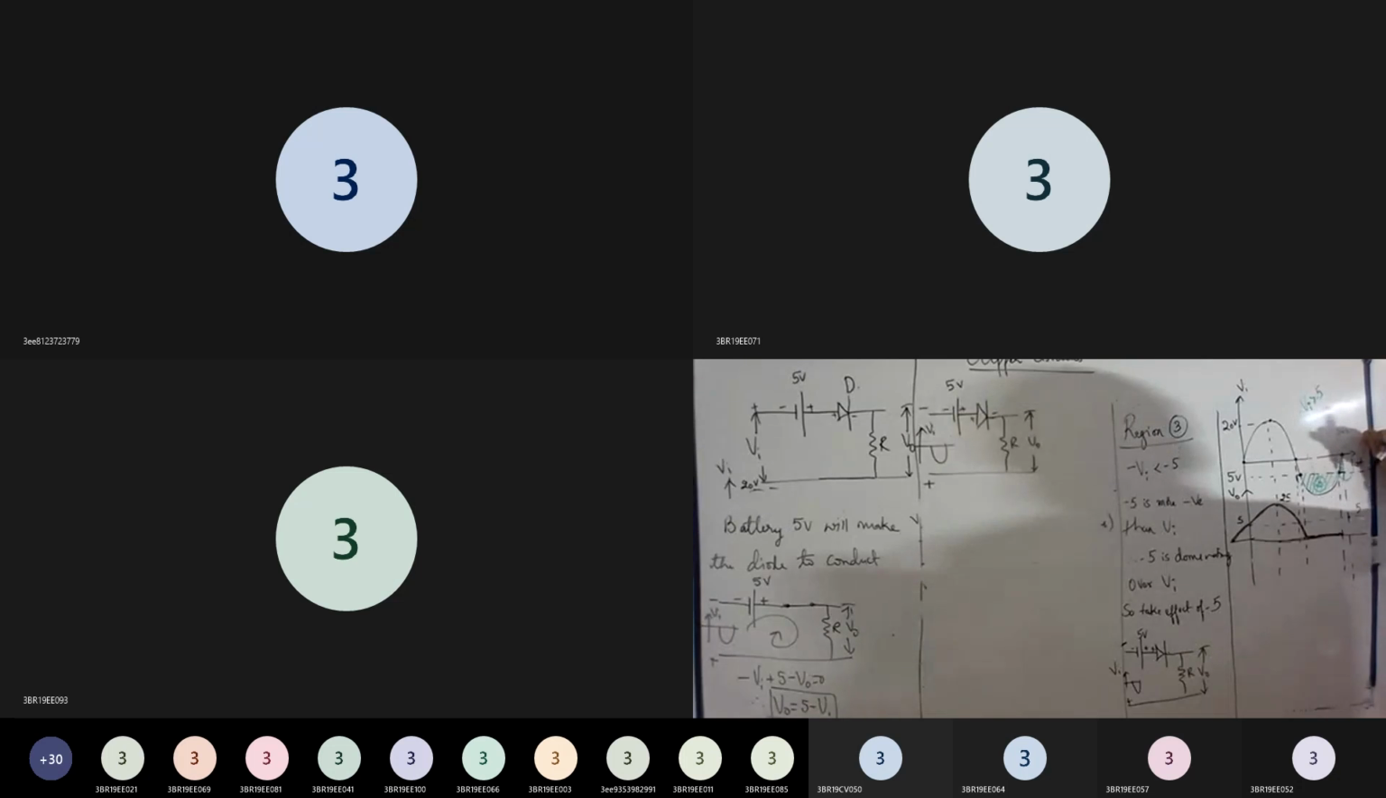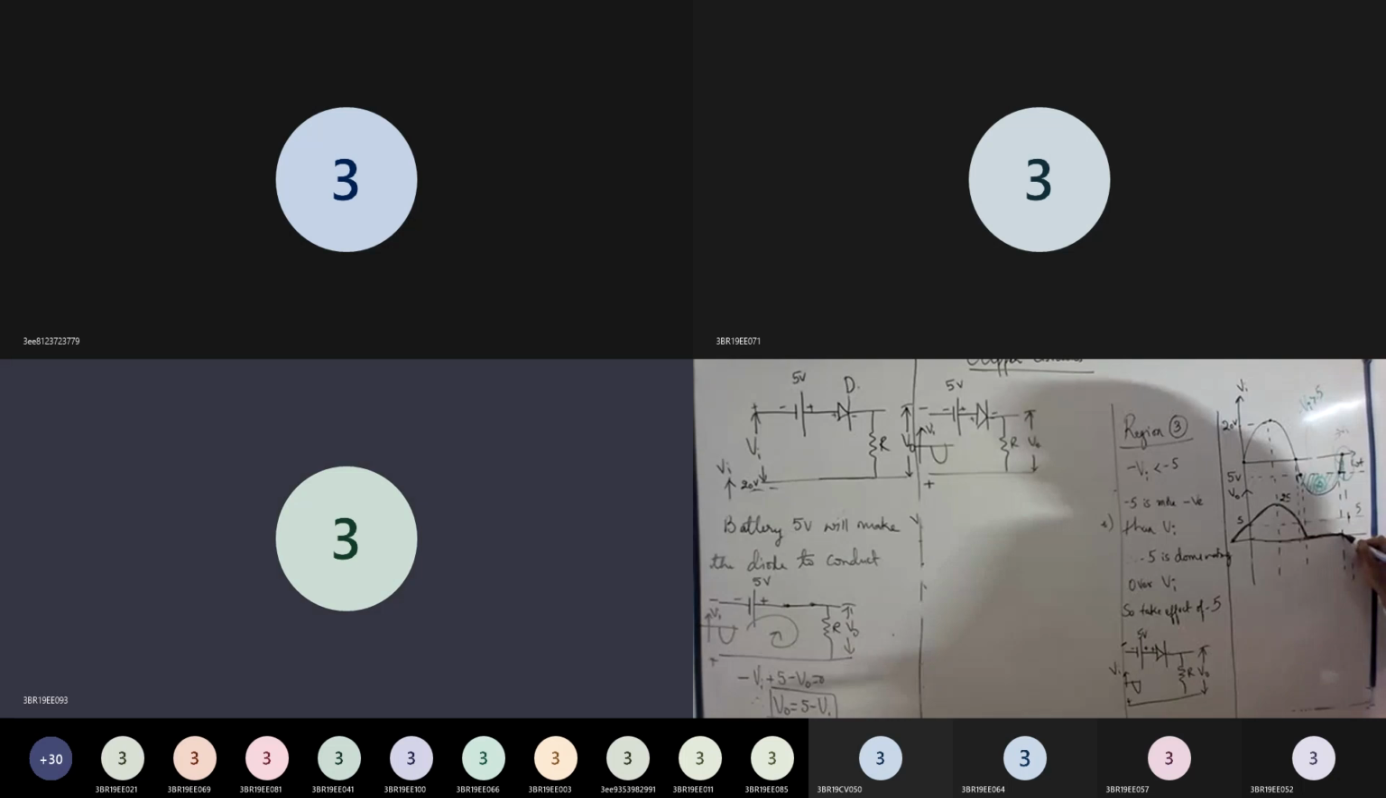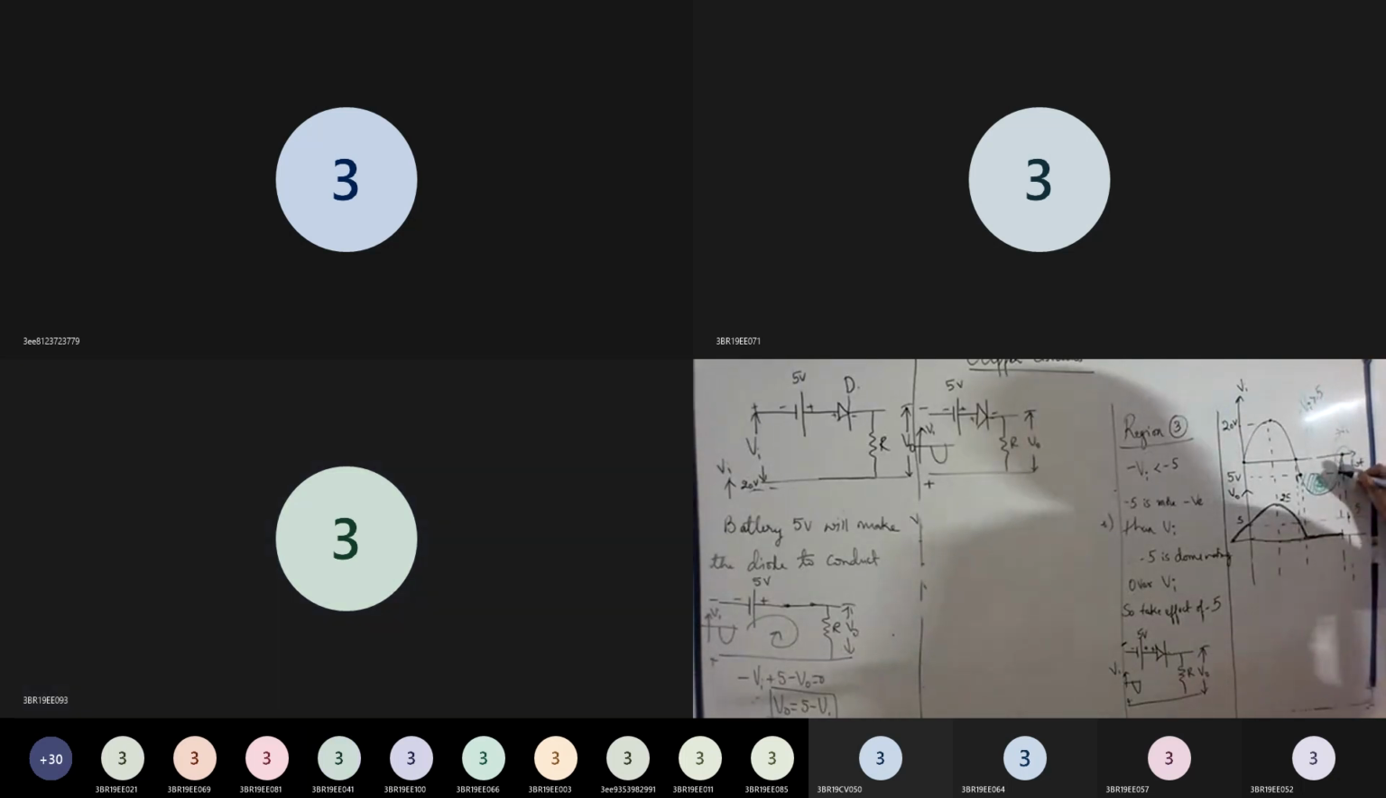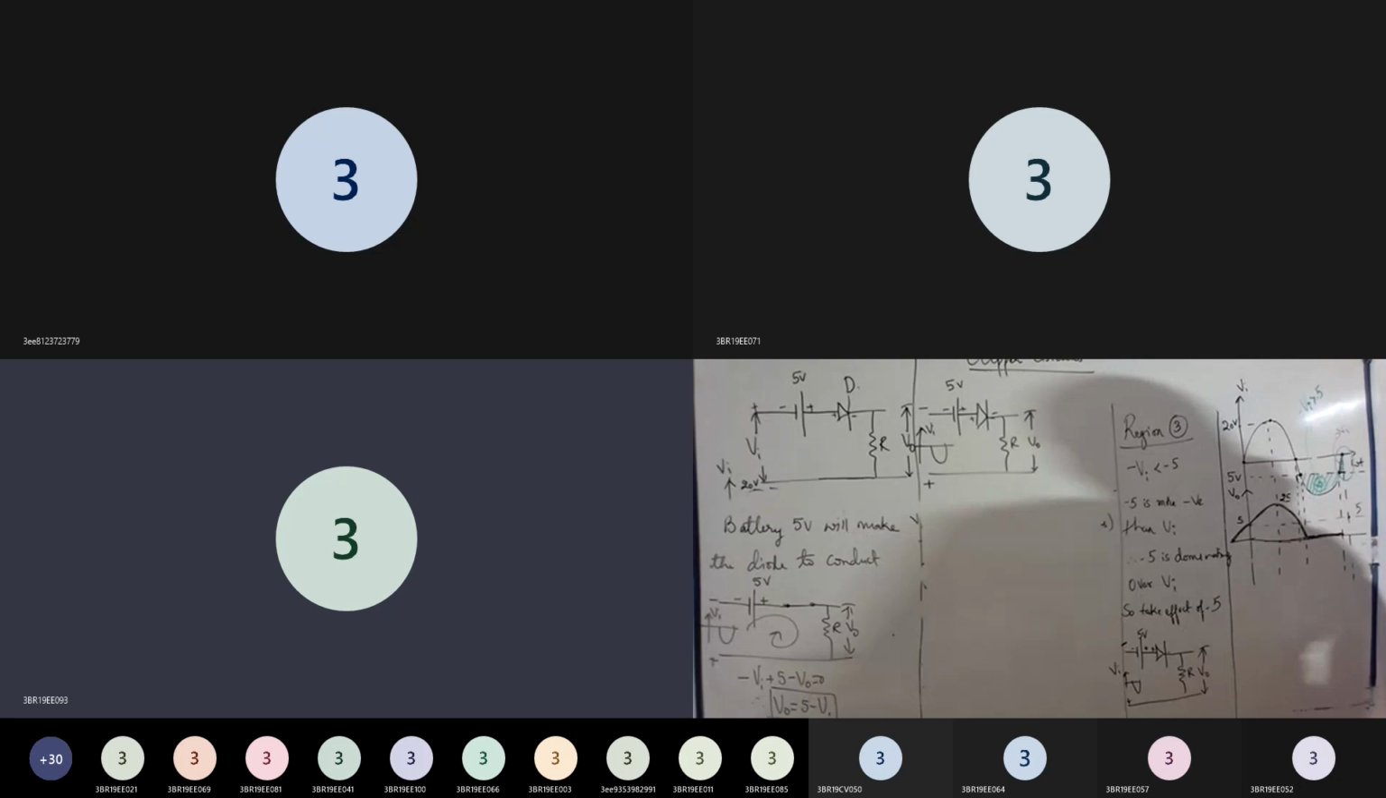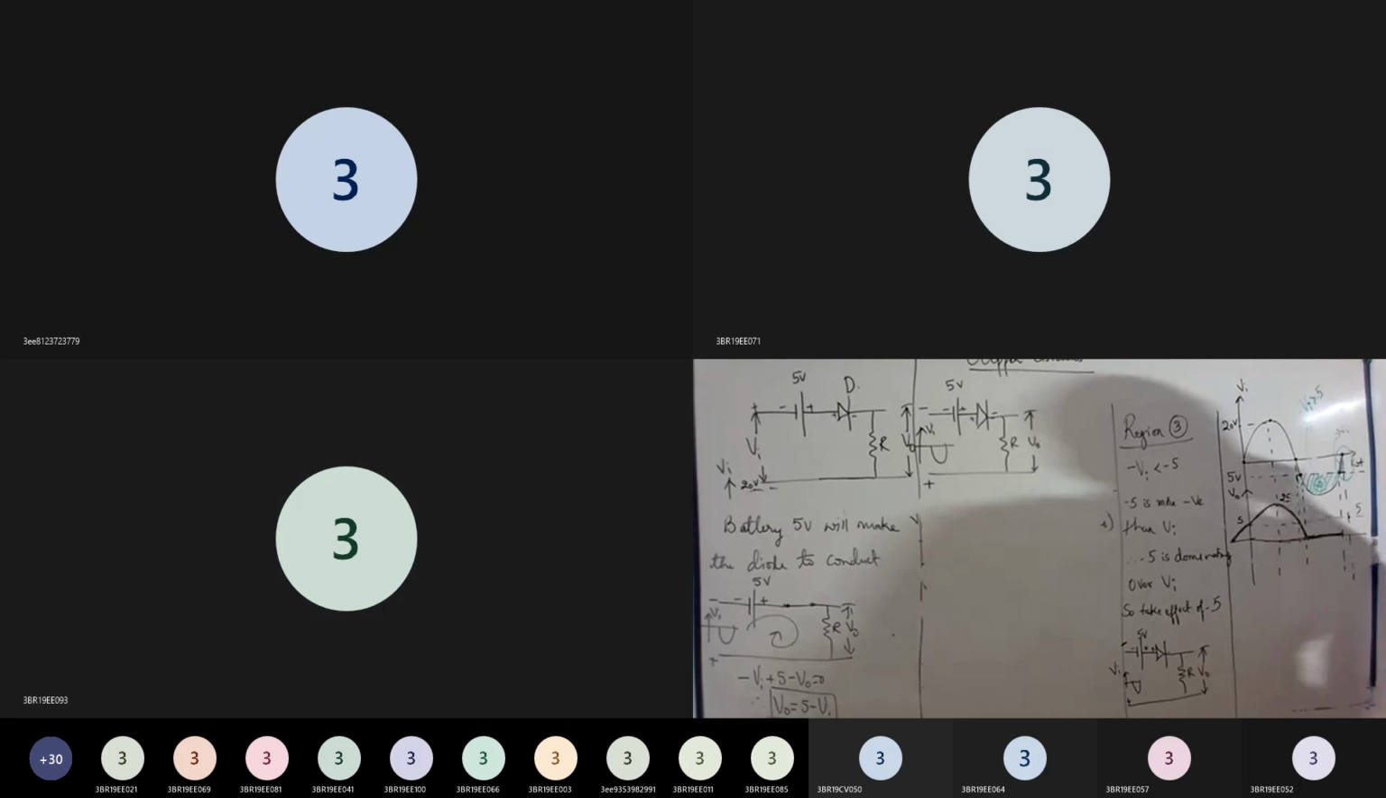What is this point? Already we have written, V naught. What is the value of V naught here? 0, ma'am. How is it 0? Because VI is equal to minus 5. Is it right? Yes, ma'am. So we have taken it as 0.